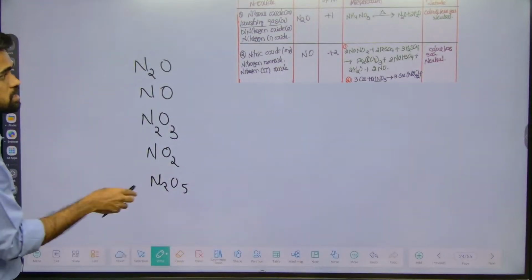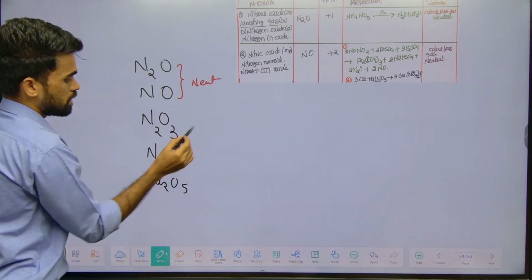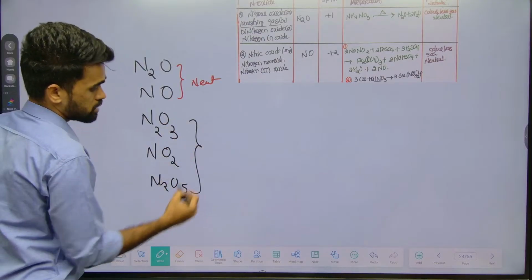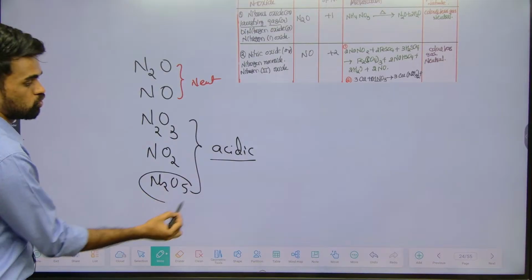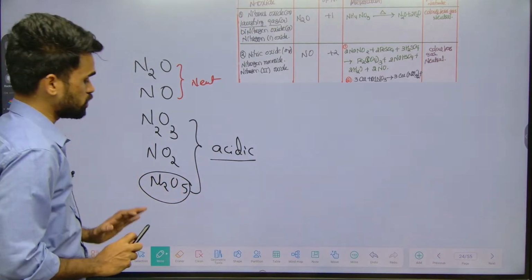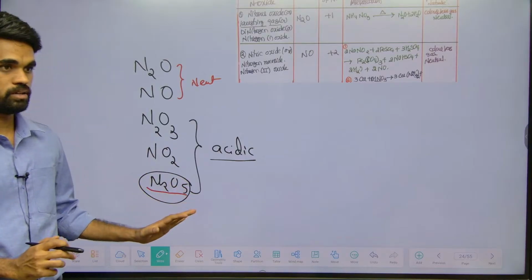Out of all these, the first two are neutral. What I am saying, the first two are neutral. Remaining all oxides are acidic. Which is strongest acidic? N2O5. Okay, remember this. Next, they will ask you what type of bond is present in N2O5.